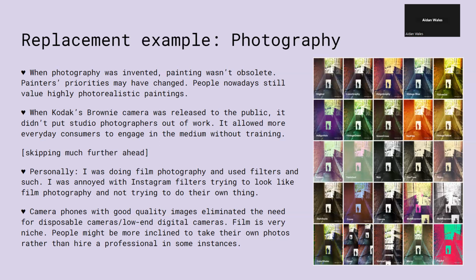And then skipping further ahead, back in the late 2000s, early 2010s, I was doing film photography. I was doing a lot of photo manipulation with film. I didn't touch digital at all. And then when things like Hipstamatic, I think, came out, I was like, oh, this is kind of stupid. They're just trying to imitate film. Why isn't digital trying to do its own cool stuff? It's a lot easier way to do a lot of filters and such. I've gotten over it since.